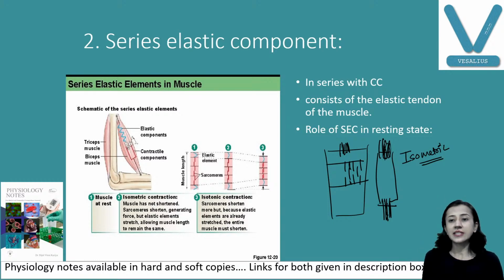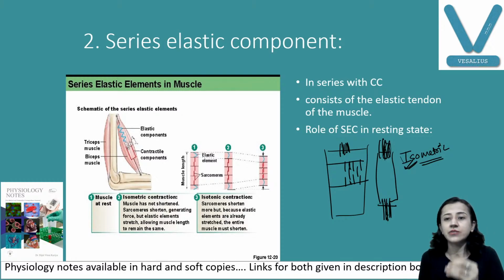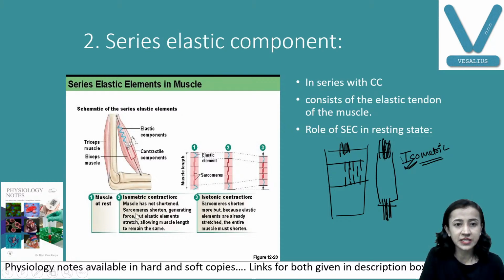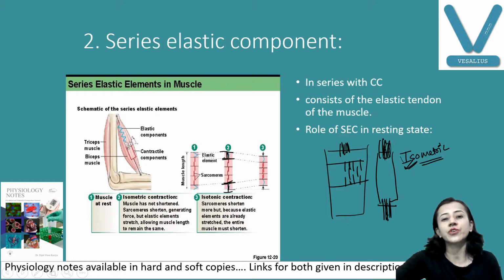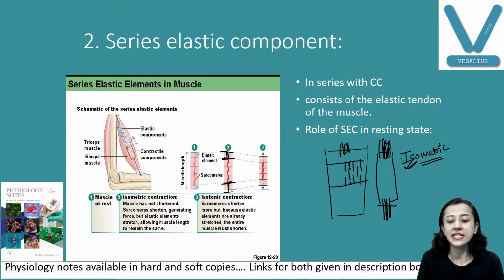So this happens in case of isometric contraction. Another important thing here: this also explains how your muscle gets its original length after it contracts isometrically. You can see here in the second diagram, this is your isometric contraction. Your actin and myosin filaments contract here, but the length remains the same. How? Because of stretching of your series elastic components. So this is the importance of your series elastic components.